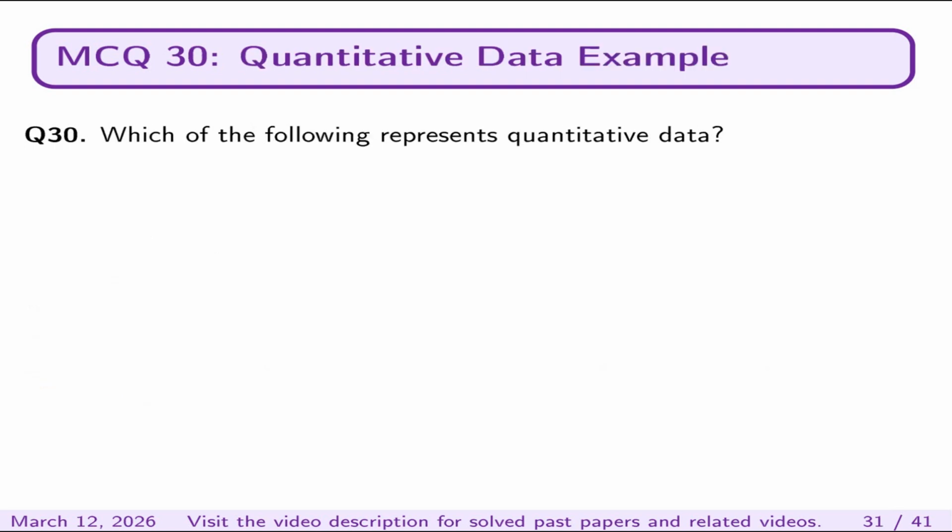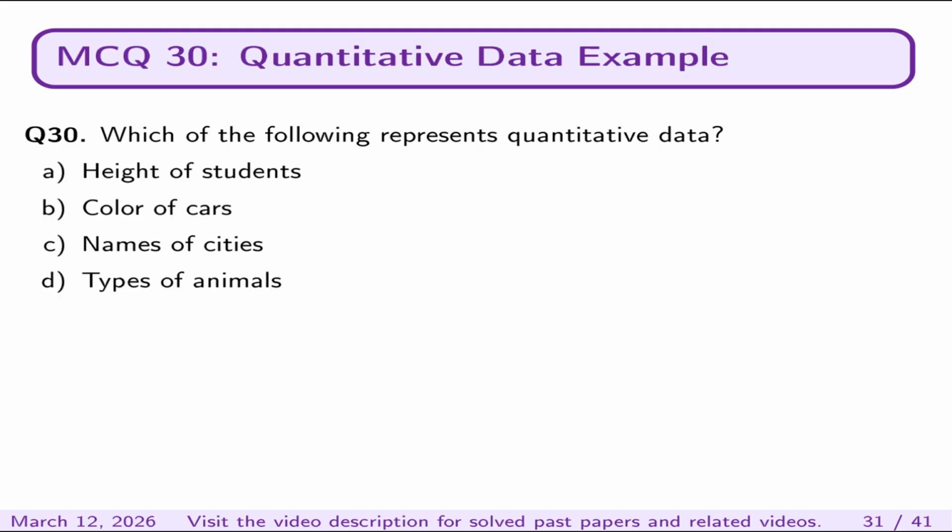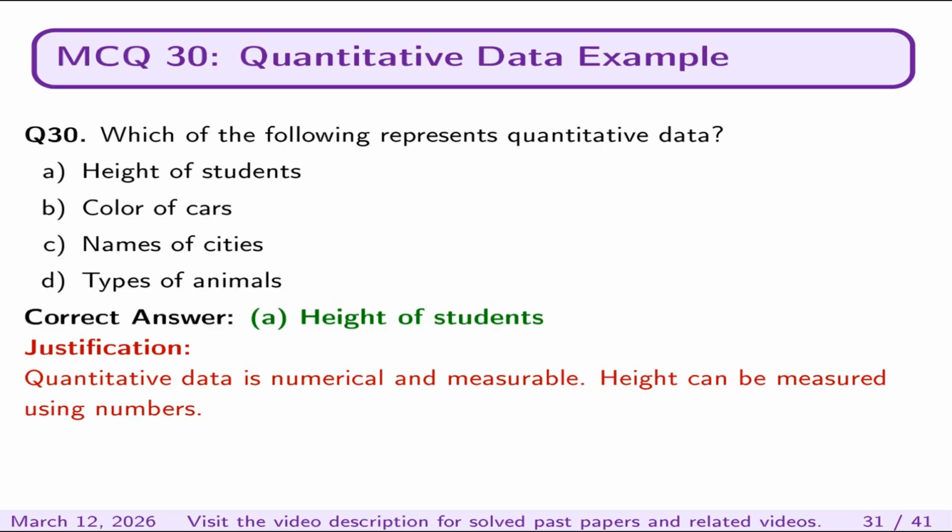Question number 30. Which of the following represents quantitative data? Height of a student, color of cars, names of cities, types of animals. The correct option is height of students, because quantitative data is numerical and measurable, and heights can be measured using numbers.